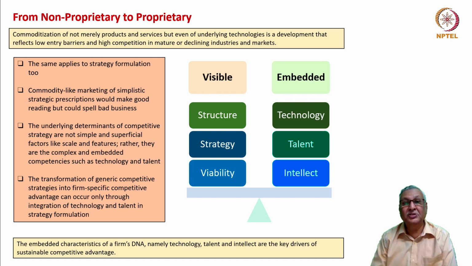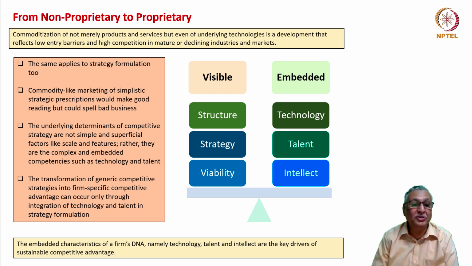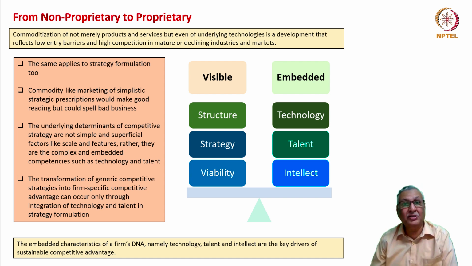So the transformation of the generic competitive strategies into firm-specific competitive advantage can occur only through integration of technology and talent in strategy formulation. What is visible, as I said, is structure, so we conduct structural analysis of the industry. Strategy is appealing, therefore we follow one of the three generic competitive strategies. Financial viability is extremely important, so we understand our structure-strategy match so that we are viable.